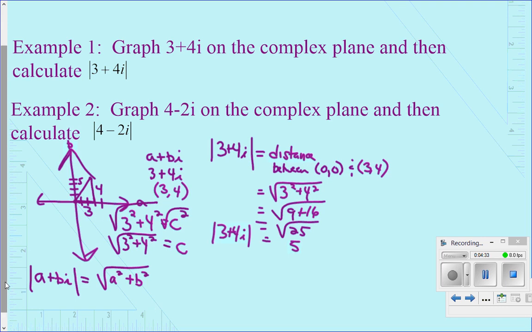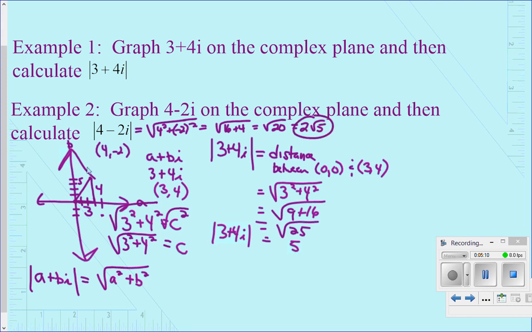So if I'm doing the next one here, first of all, I'm going to graph (4, -2). So right about there, and that's where the point is. And again, if I'm figuring out the distance from (0, 0) to that point, I'm going to use the square root of a squared plus b squared. So this is equal to the square root of 4 squared plus (-2) squared, which is equal to the square root of 16 plus 4, which is the square root of 20, which simplifies to 2 root 5. So 2 root 5 is the answer for the absolute value of 4 minus 2i.